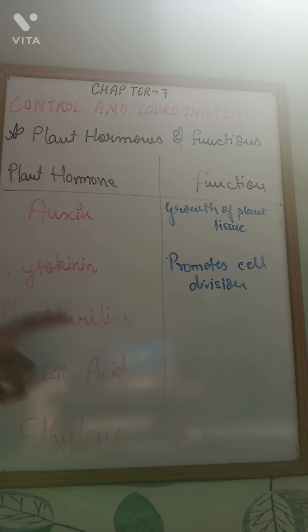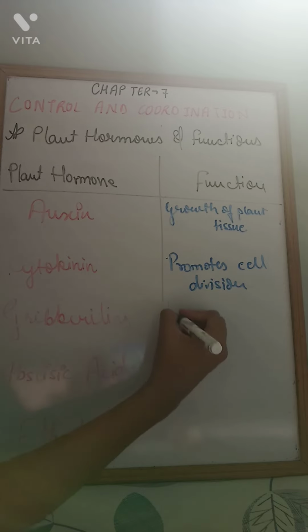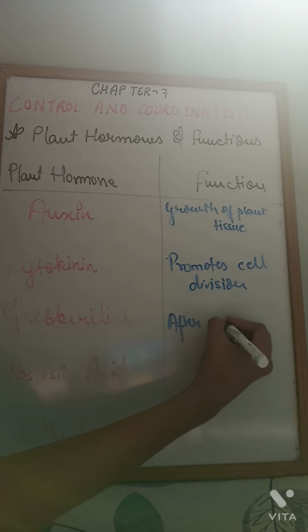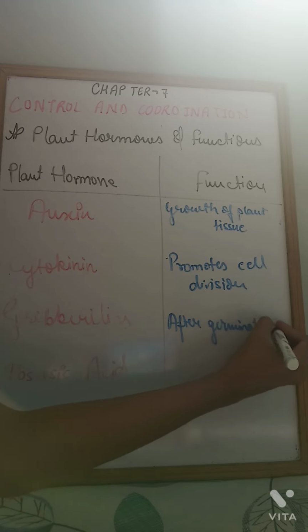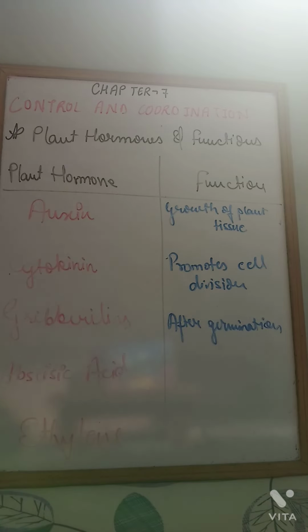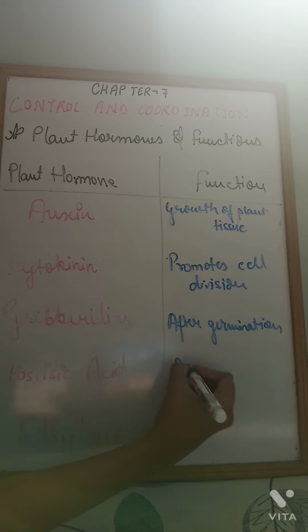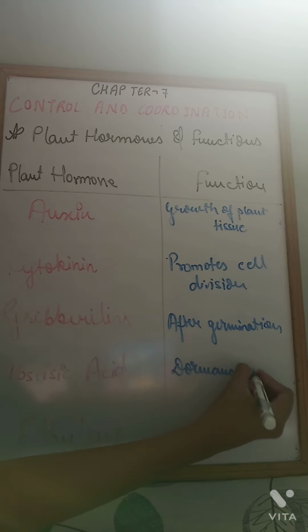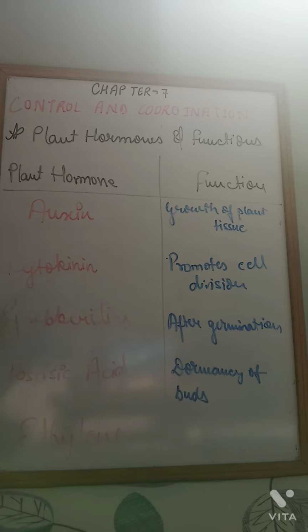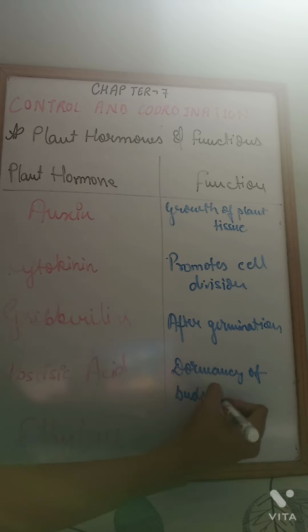Third comes gibberellins. They help in the growth of stems, initiate seed germination, promote flowering, cell division, and seed growth after germination. Means after germination, they do many functions as a plant hormone. Abscisic acid inhibits growth and causes withering of leaves, and promotes dormancy of buds and seeds.